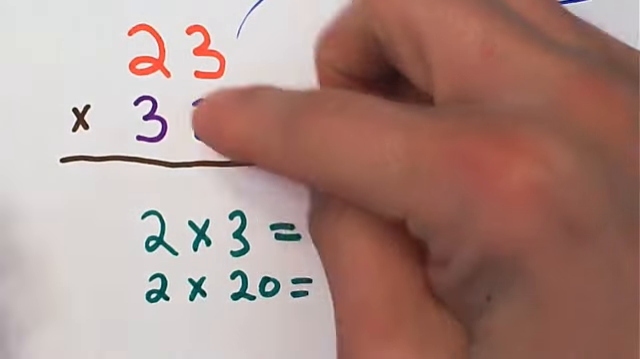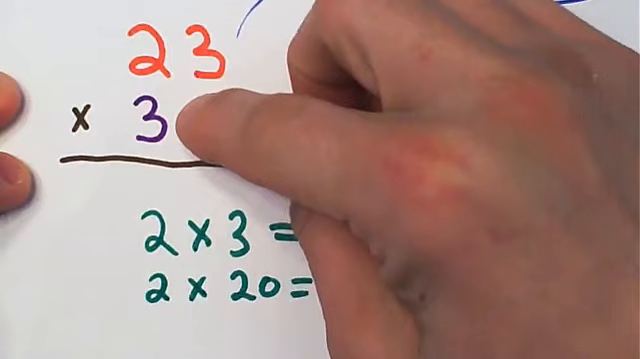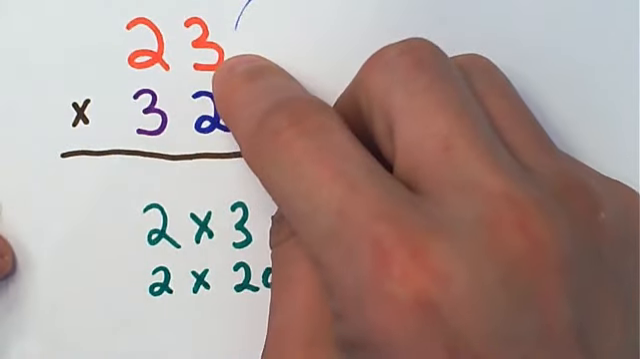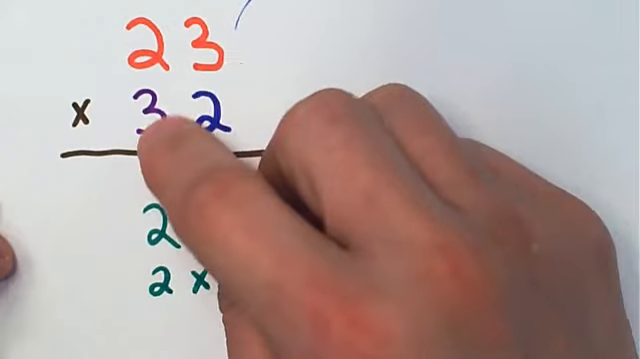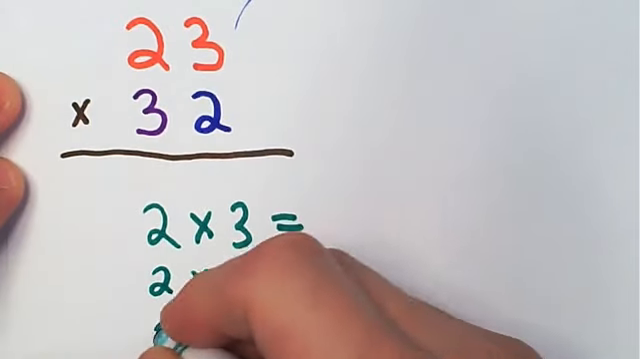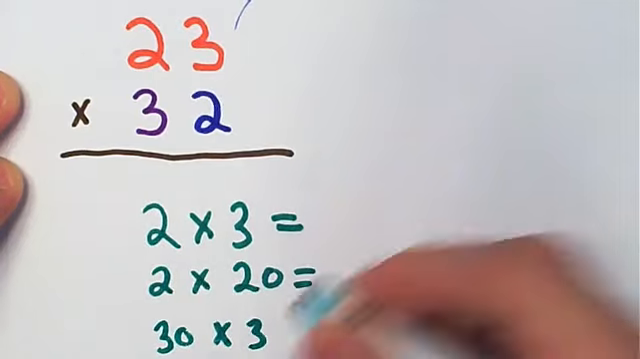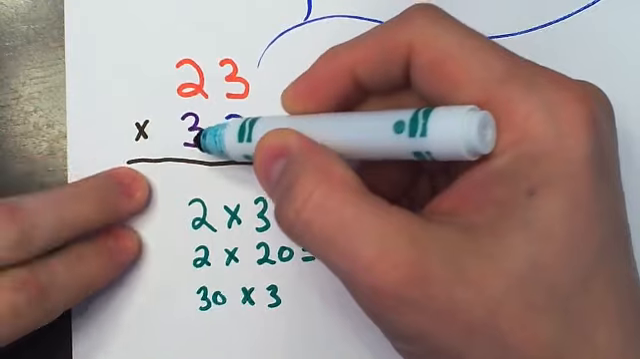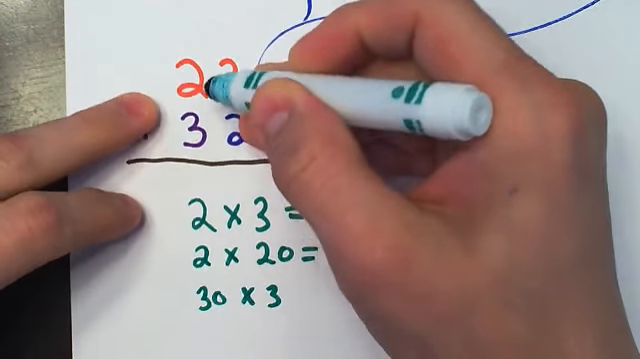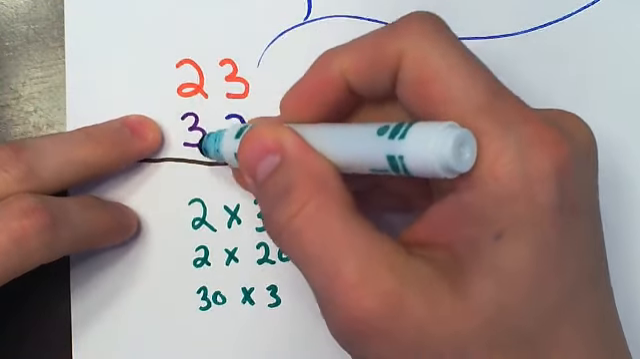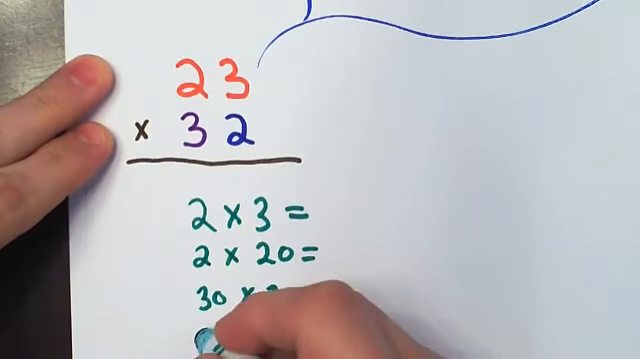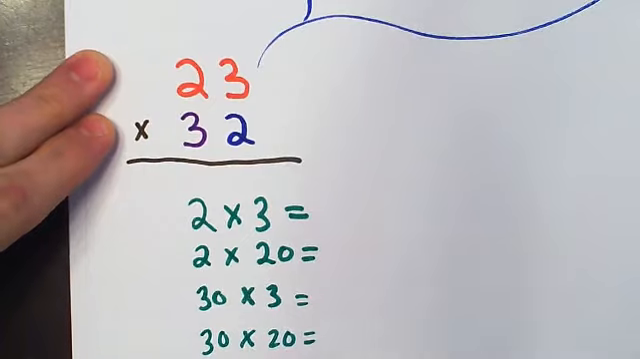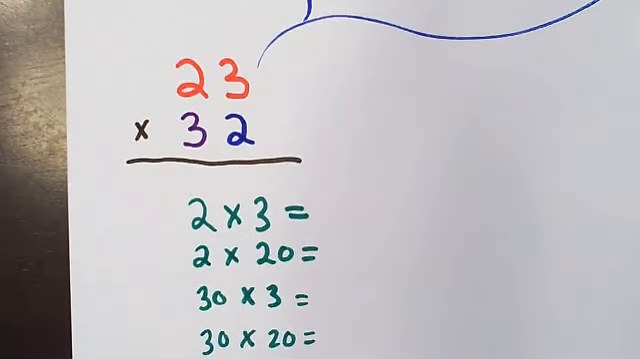And then our third step would be going to this purple 3, but that purple 3 is actually a 30. And it would go to this 3 right here, which is a regular 3. So this would end up being 30 times 3. And then the final one is a 30, because the purple 3 is in the tens place, and it goes to the red 2 in the tens place. So this was 30 going with 20. So 30 times 20.